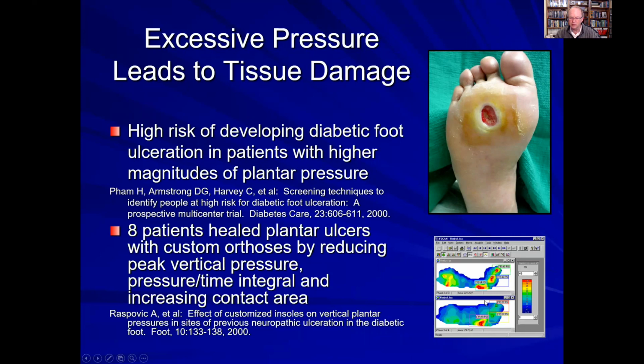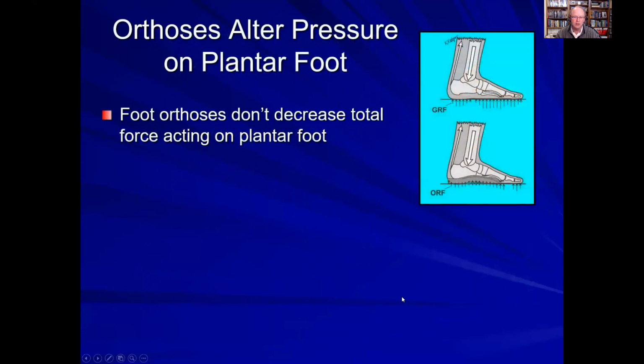Here's a foot orthosis on the bottom and without a foot orthosis on the top. So when we start looking at how foot orthoses work and altering the pressure on the plantar foot, the foot orthosis by itself can't actually reduce the total force acting on the foot. Here's a foot without any orthosis underneath it, and here's an orthosis underneath the foot. The total force here is going to be the same whether it's barefoot or walking on an orthosis.